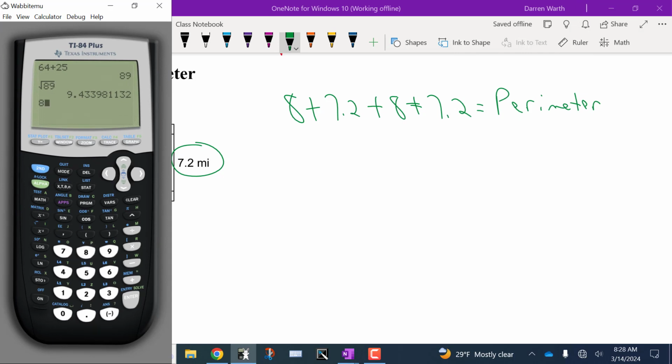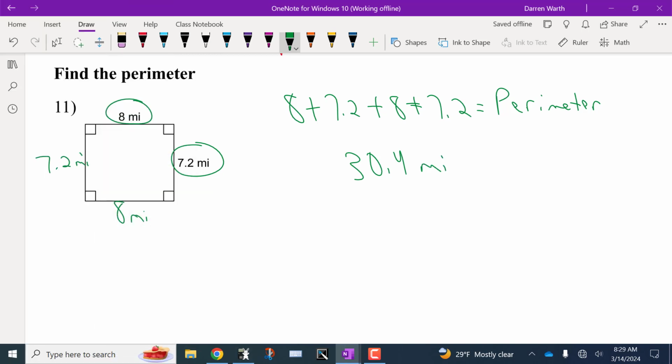So I got 8 plus 7.2 plus 8 plus 7.2, and go ahead and hit enter. That's going to be the measurement around the outside of your shape. That comes out to be 30.4. So that would be equal to your perimeter. That's going to be your answer on number 11, 30.4 miles.